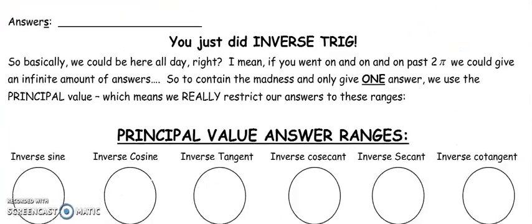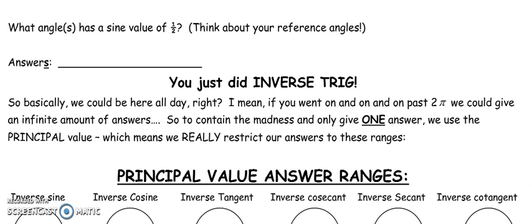All right, so let's go down here and let's actually talk about inverse trig. What angle or angles have or has a sine value of a half? Well, if we think about it, we know that 30 degrees has a sine value of a half. But also, doesn't 150 degrees have a sine value of 1/2? Think about it for a moment.